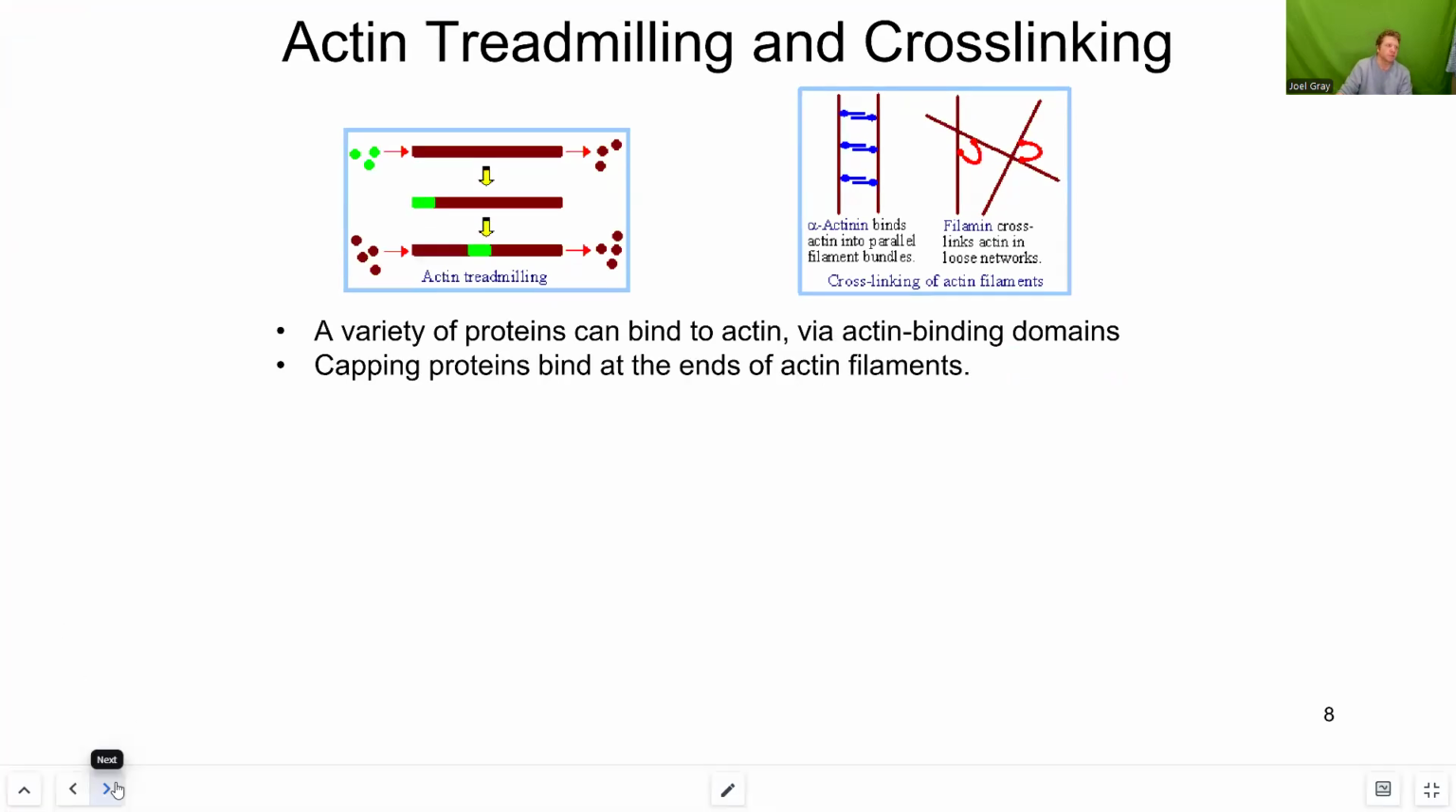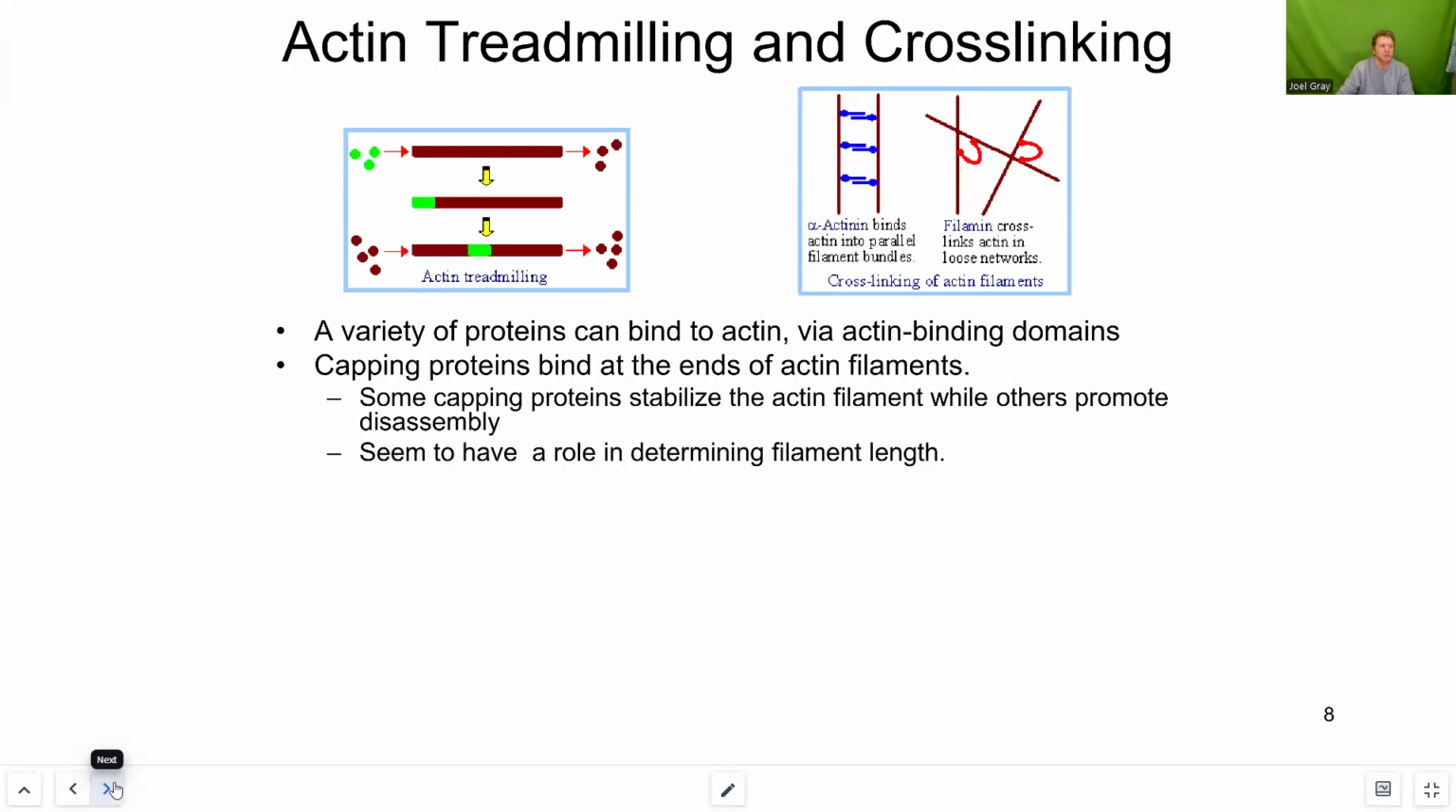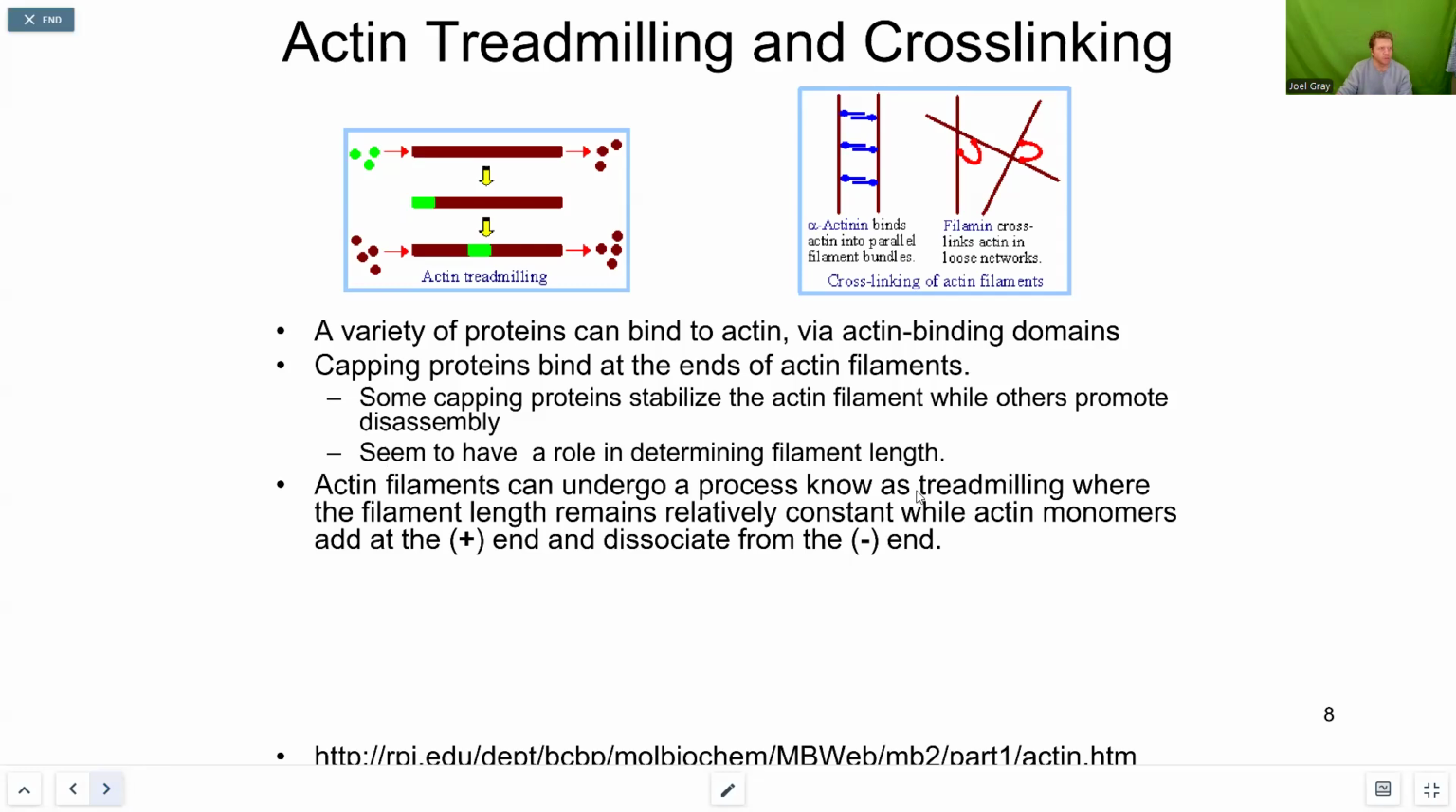Capping proteins bind at the ends of actin filaments, and some capping proteins stabilize the actin filament while others promote disassembly. Essentially, they're either going to lock that filament in place or they're going to begin unwinding it, helping those different G-actin subunits release ADP so that depolymerization can take place. And some have a role in determining the filament length; one example of that would be nebulin.